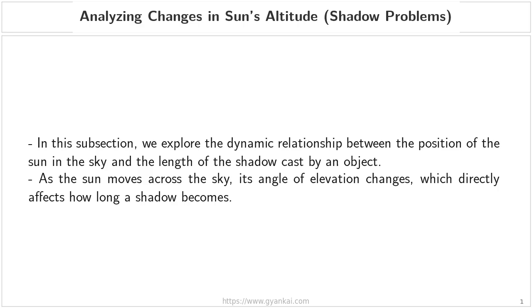You might have noticed this in real life. As the sun moves across the sky throughout the day, its angle of elevation changes, and this change directly affects how long or short a shadow becomes. Over the next few slides, we will learn how to use trigonometry to model these changes and solve for unknown heights and lengths.